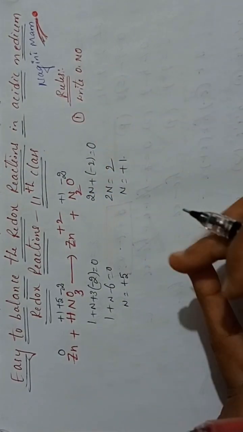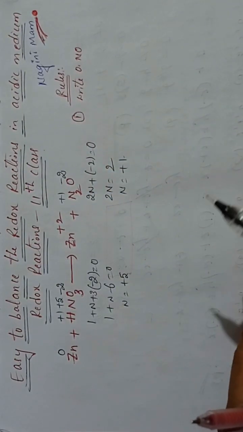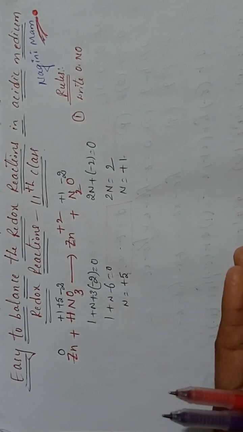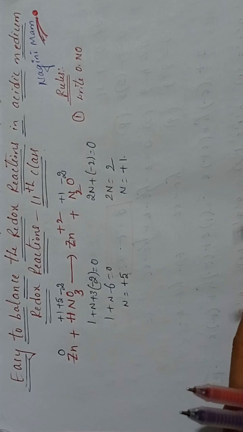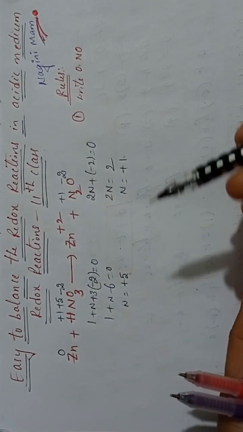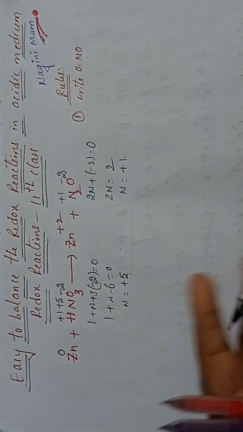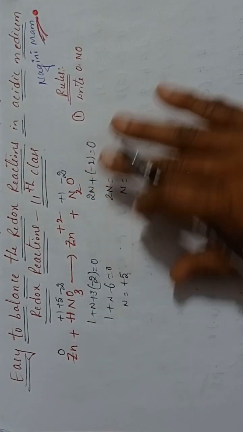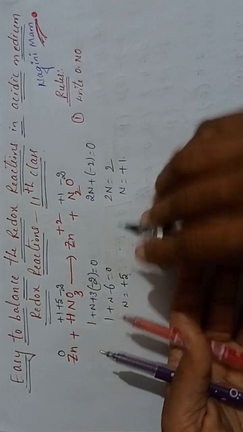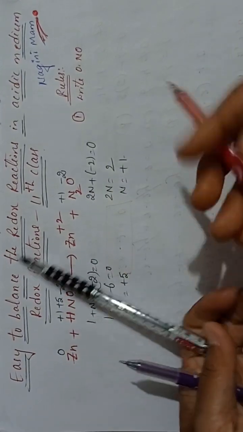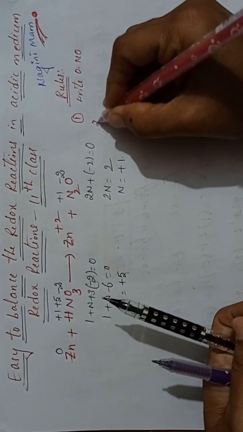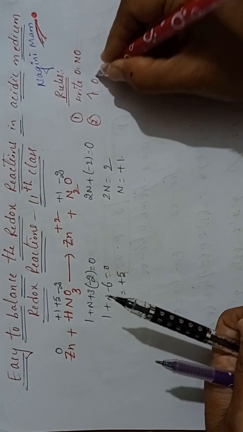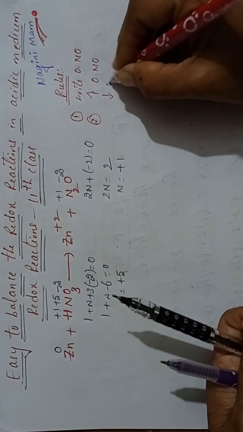Understanding, students? The oxidation number rules are there in the previous videos I uploaded. Please go through that, then you can easily understand how to find the oxidation numbers of the atoms. Clear this one? Right. So rule 1 completed. Now what is the second rule, students? Identify the increase and decrease in the oxidation number.